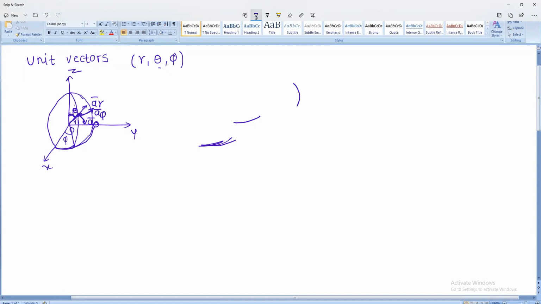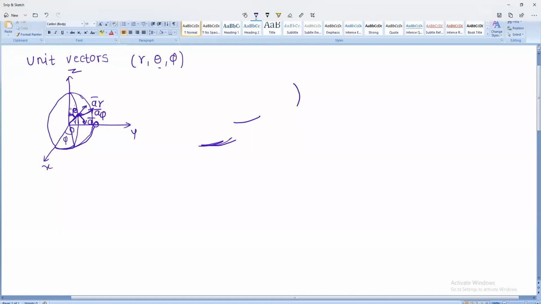Yes. Again I will repeat. A bar r is the unit vector in the direction of r, right? So r is the radius of the sphere, a straight line, right? So in the direction of r, the straight line direction, that is a bar r.